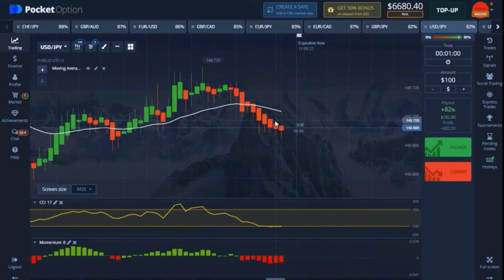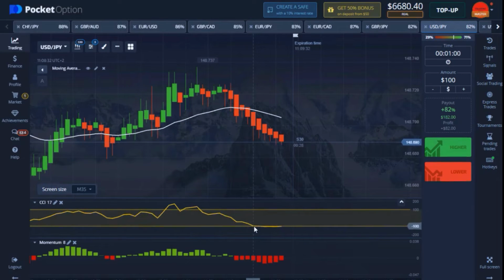The number one thing you need to take care of is to make sure that you have your moving average above the candle, coming down in the trend. Confirm that with your CCI, that your CCI is actually following the trend. Like I said, it doesn't matter if you have the CCI middle line in the middle or down or up. Always make sure that the CCI is just following the trend, that it is actually dropping, and confirm this with your momentum.